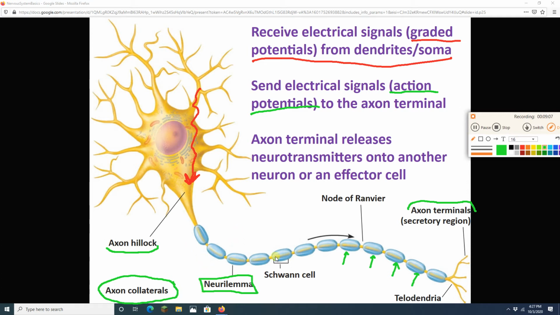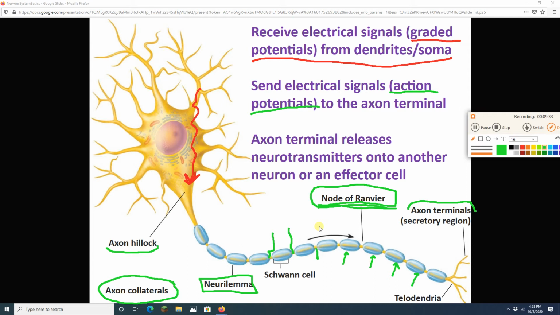All right, there are actually gaps between the Schwann cells. We can see these gaps right in here. Lots of gaps. The gaps are called nodes of Ranvier. Nodes of Ranvier. And they're going to be crucial to how action potentials, those electrical signals, travel down the axon.